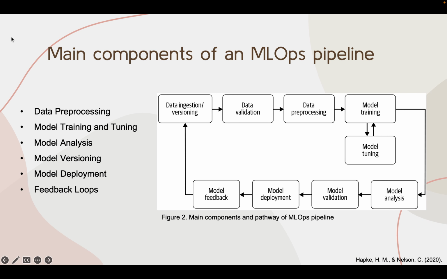So, main components of an MLOps pipeline. The complete development pipeline includes three essential components. So there are basically three pipelines: data pipeline, machine learning model pipeline, and application pipeline.